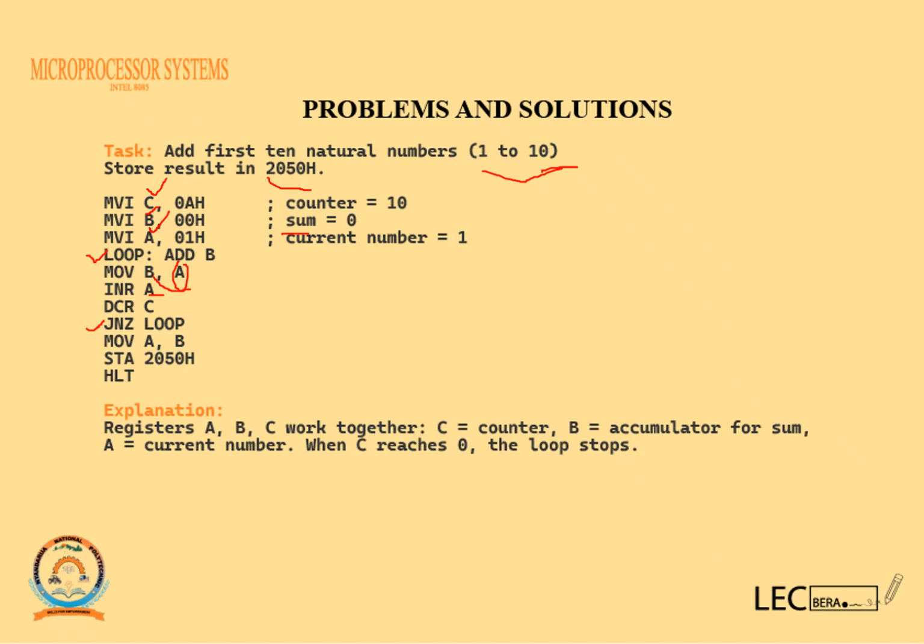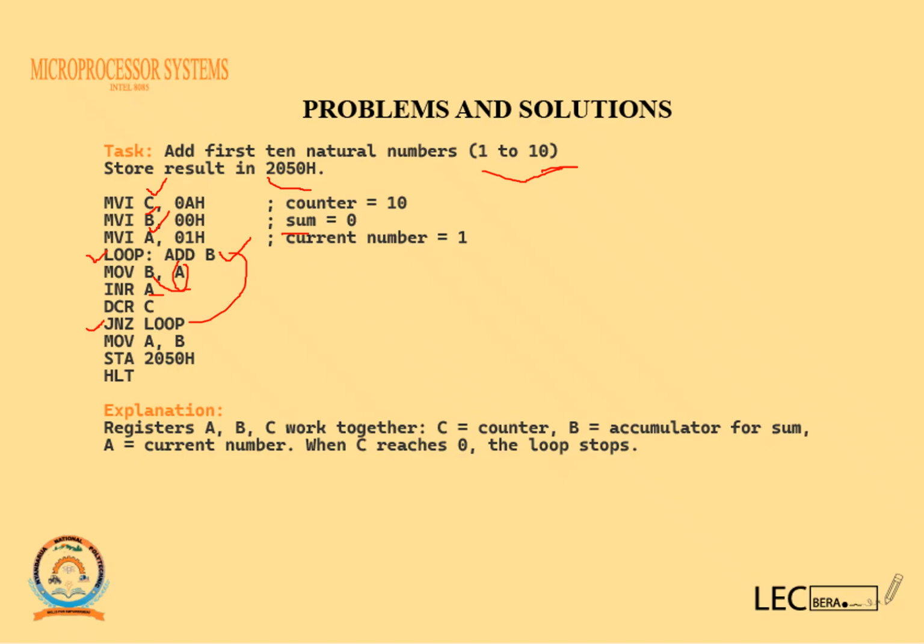We repeat the above. We come again to B. So we add what is inside B, which is 1, with what is inside the accumulator, which is 2. Remember, we incremented it to 2, so the result is going to be 3. We move that 3 to the register B, and then we increment the accumulator from 2 to 3, and then we decrement register C from 9 to 8, and then we repeat again that way.